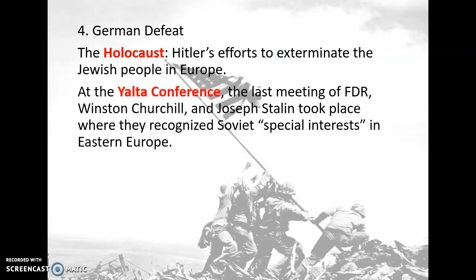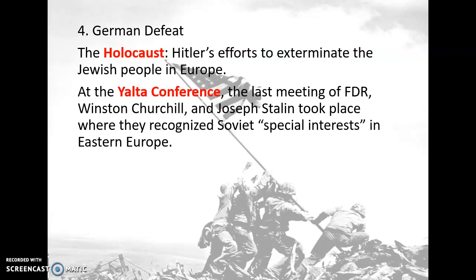At the Yalta Conference, the last meeting of FDR, Winston Churchill, and Joseph Stalin took place, where they recognized Soviet special interests, as they called it, in Eastern Europe. By doing so, Stalin promised to enter the war against Japan. He also promised to hold post-war elections in the Eastern European countries that the Soviets liberated. That promise proved to be a lie.